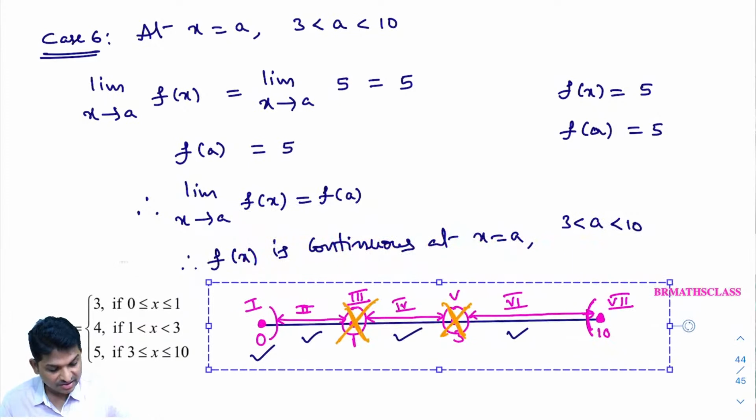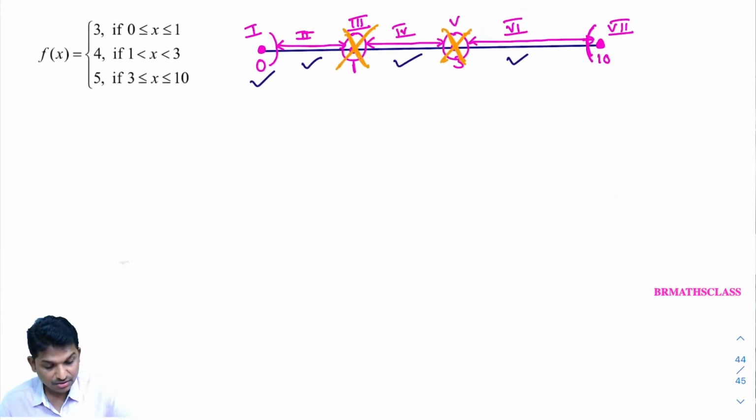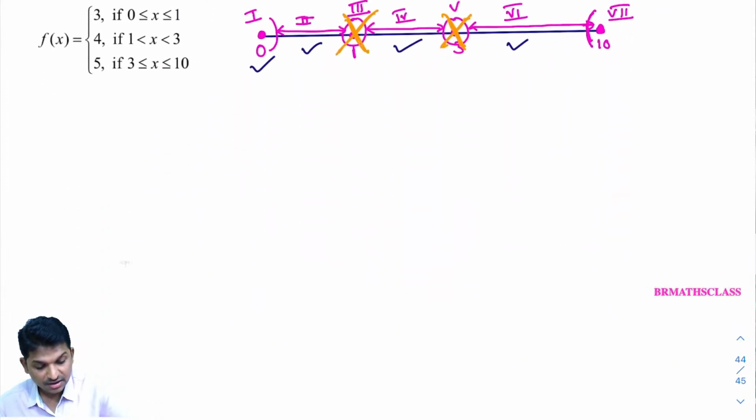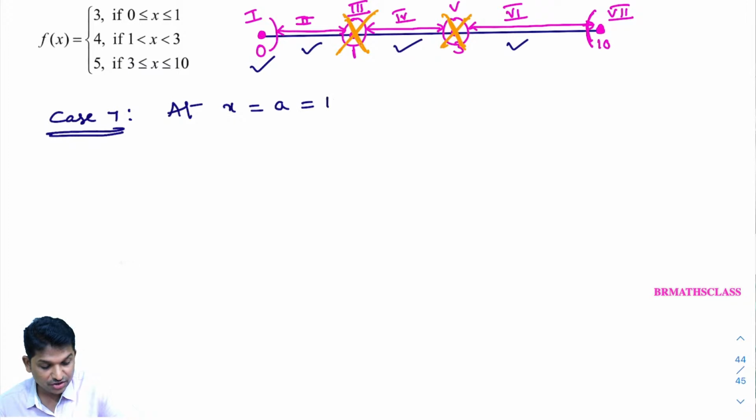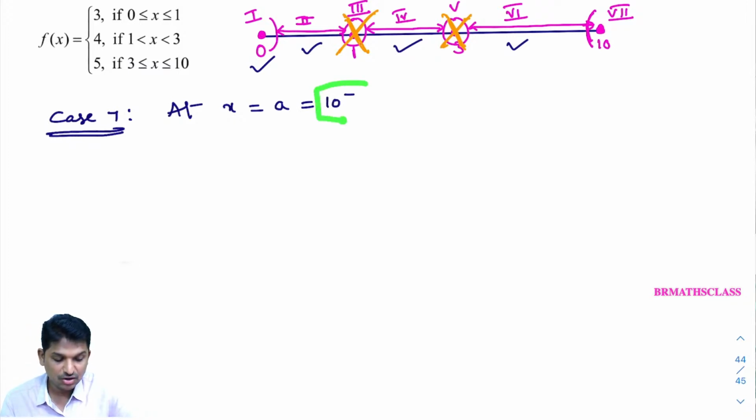Okay, we need these things, right? Okay, so case 7. What is case 7? I am checking the continuity at x equal to a. A value is what? Left continuity at 10, 10 minus. This indicates that all x values are less than 10, very near to 10.